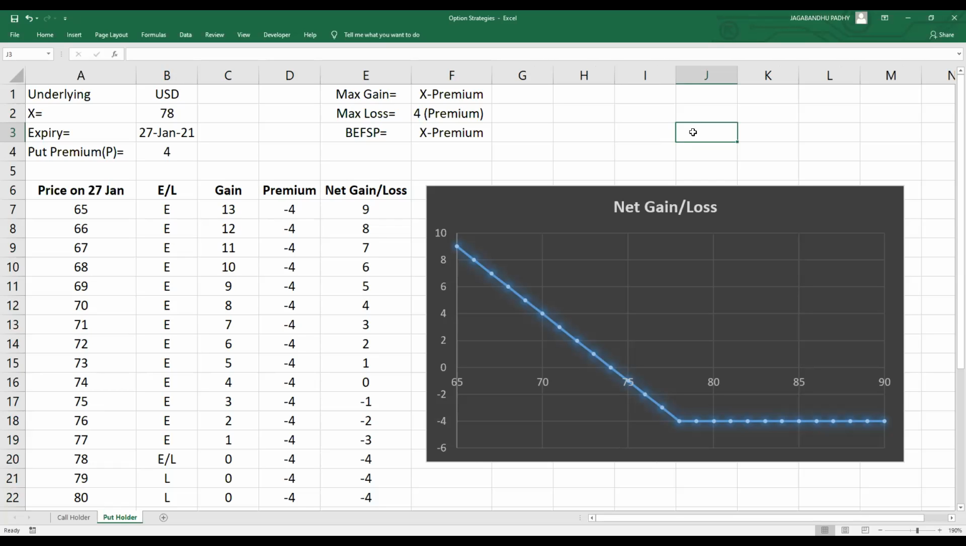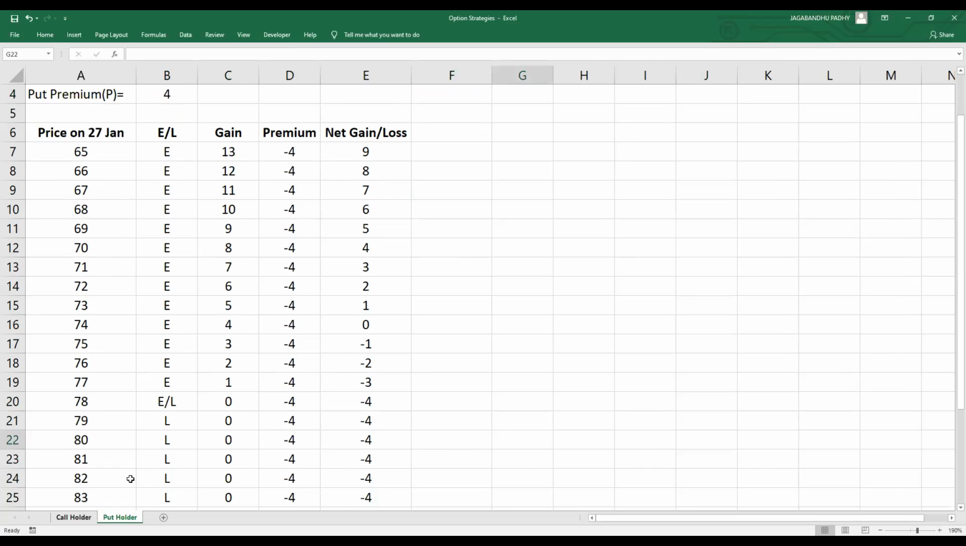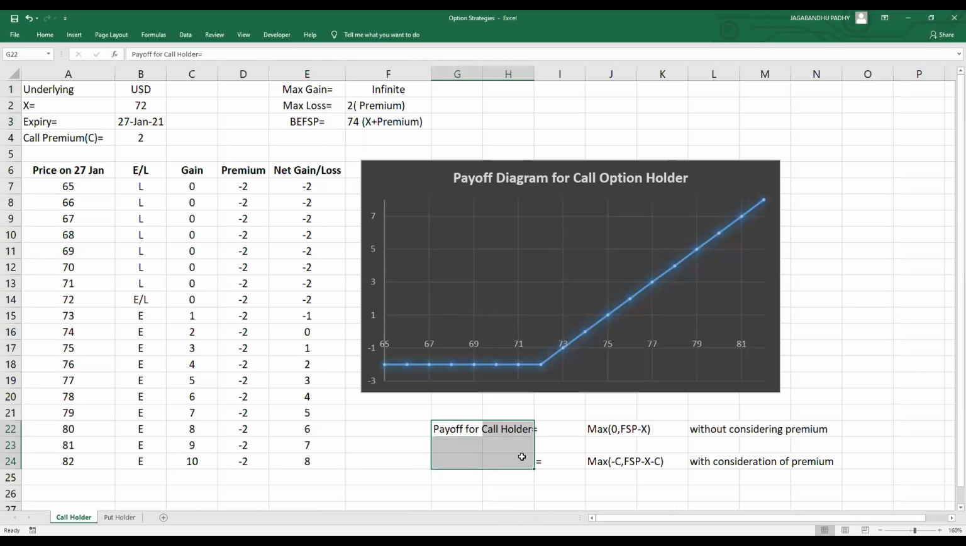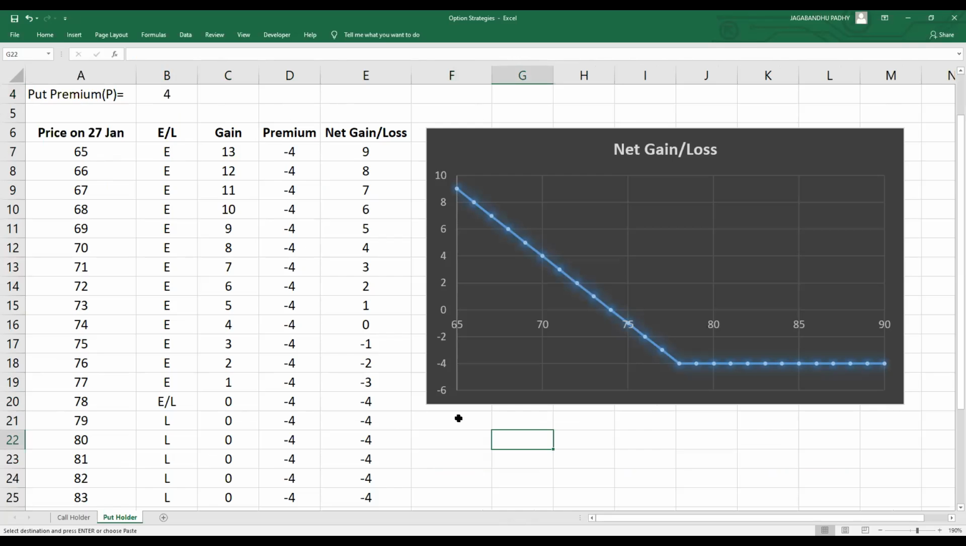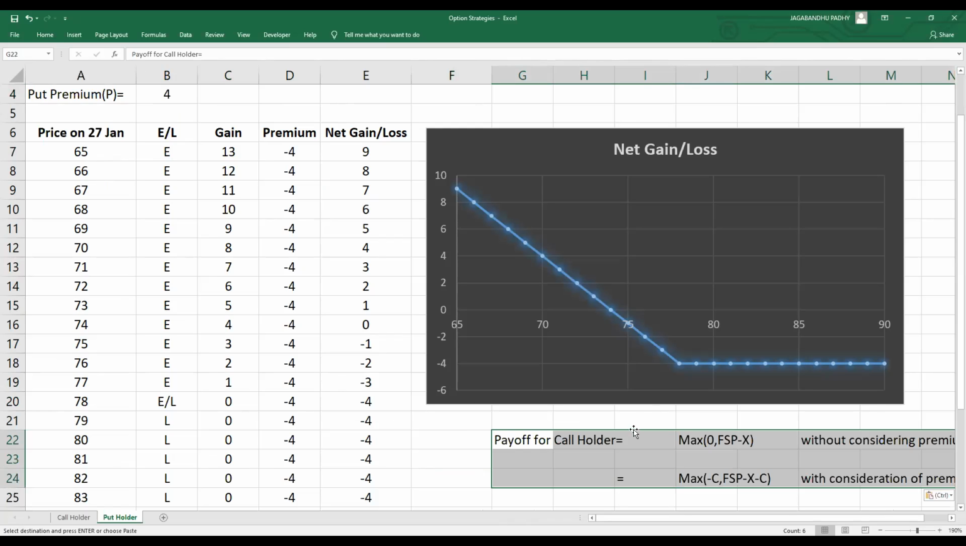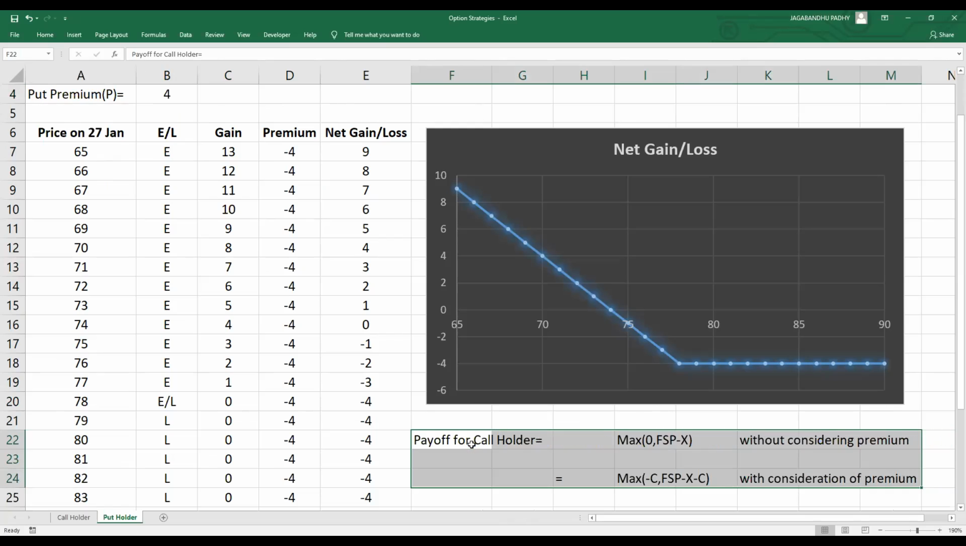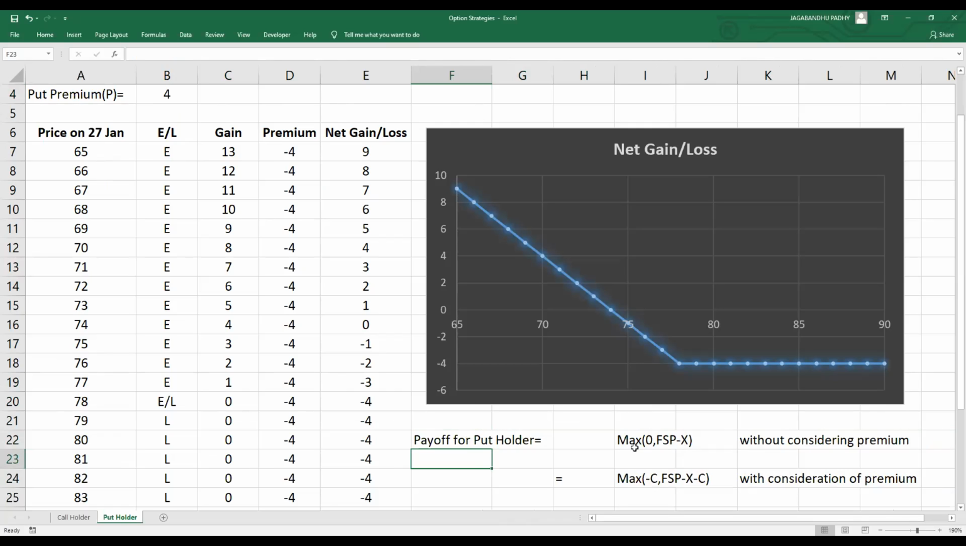Okay. Just as we wrote the payoff here, similarly for the put we'll have to write down the payoff for a put holder. Payoff for a put holder. What can you say about payoff for a put holder without considering premium?